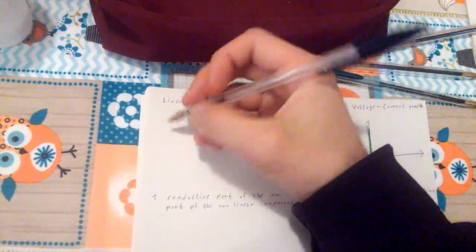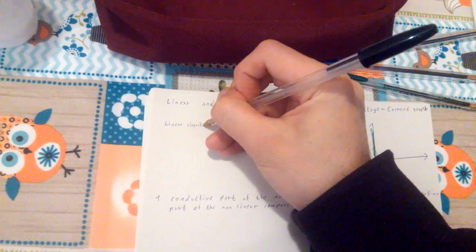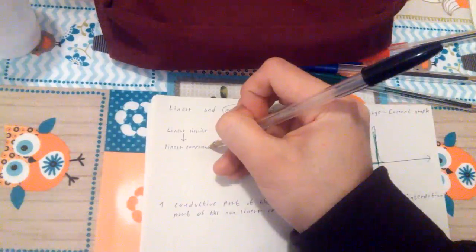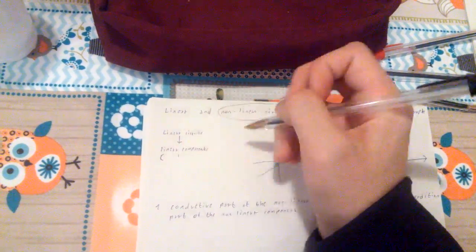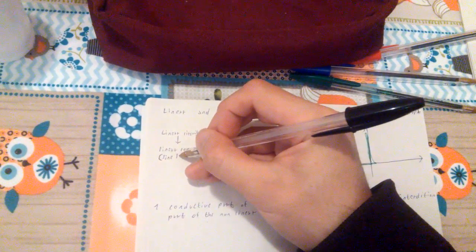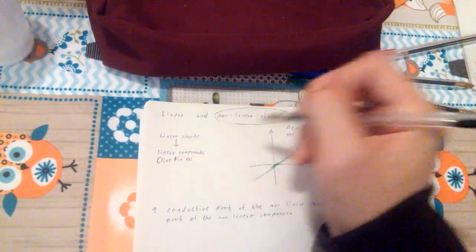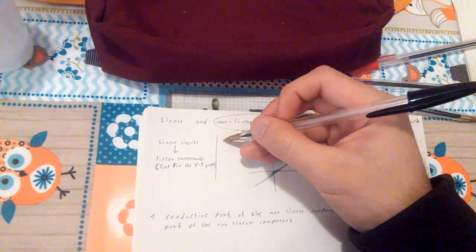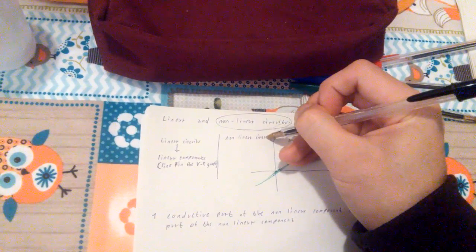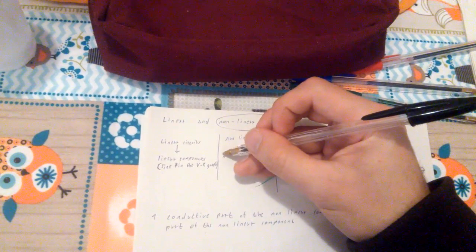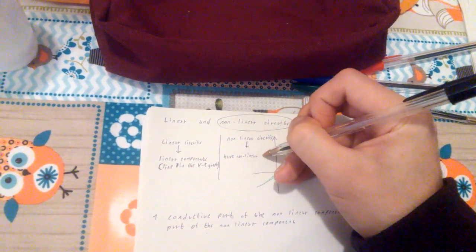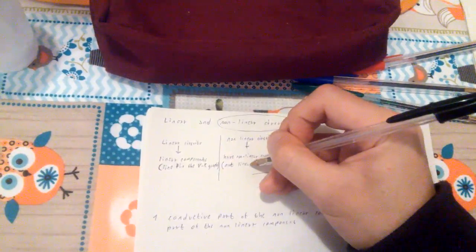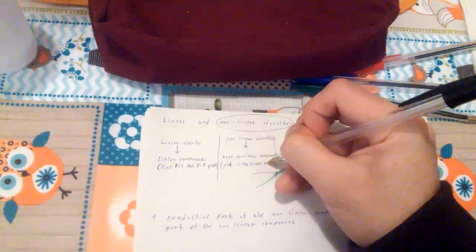So as a macro, you can say that linear circuits are those that have linear components, so basically a straight line in the voltage-current graph, while non-linear circuits have non-linear components, so basically not a straight line in the VC graph.